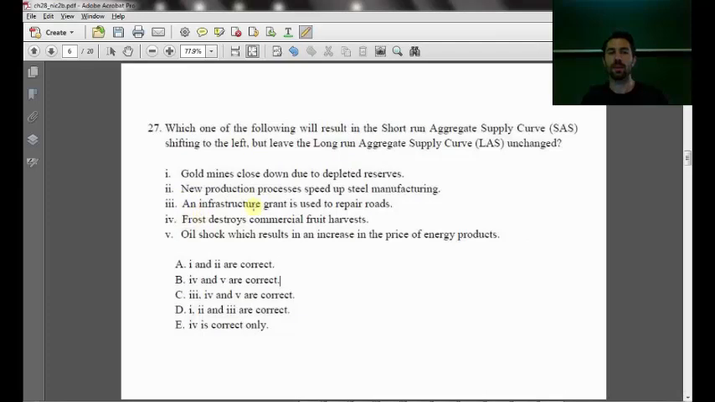Okay? So with that in mind, let's take a look at these options. Do you want to do it by yourself, or should we just do it together? Okay, we can do it together.